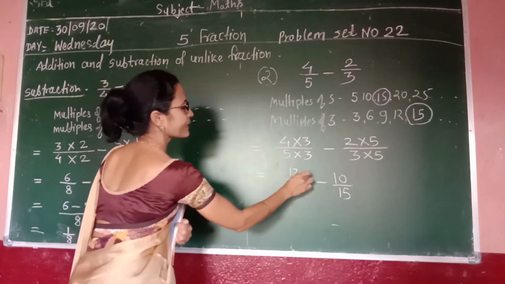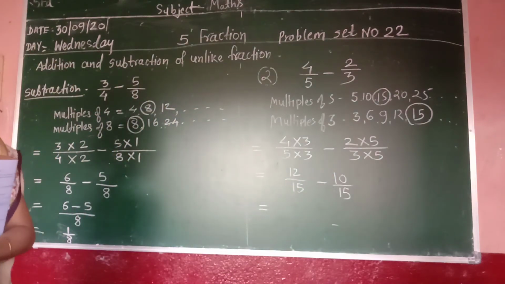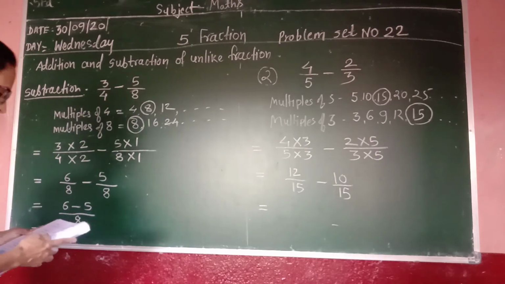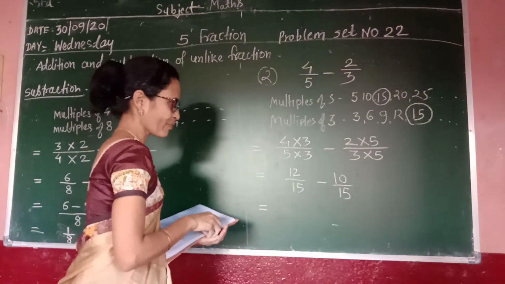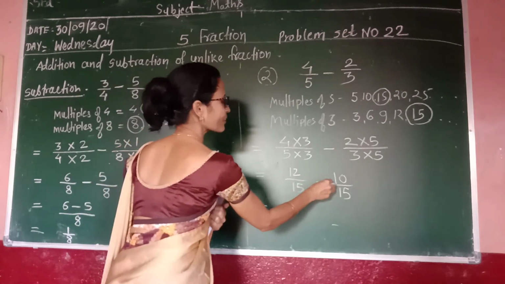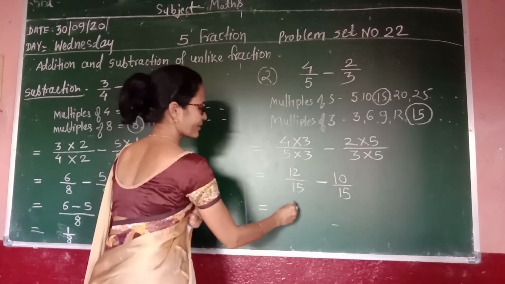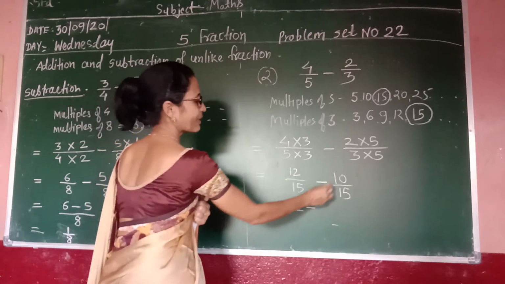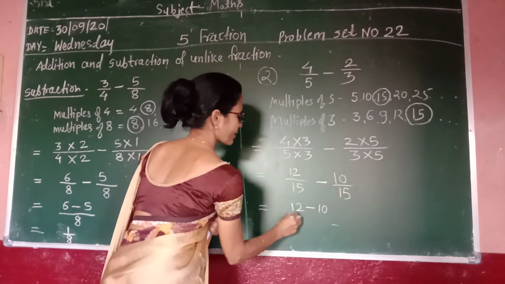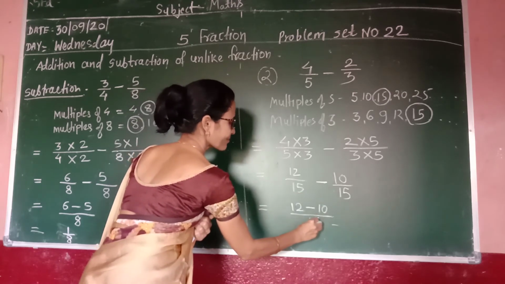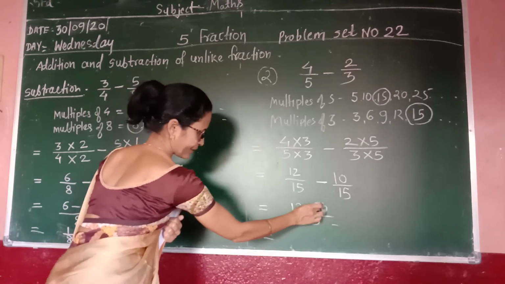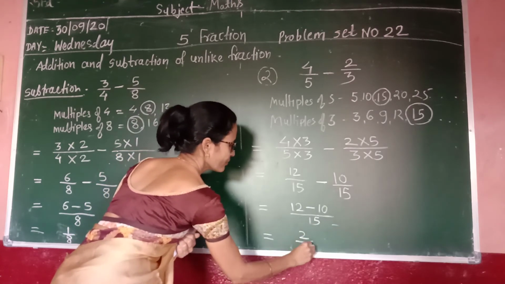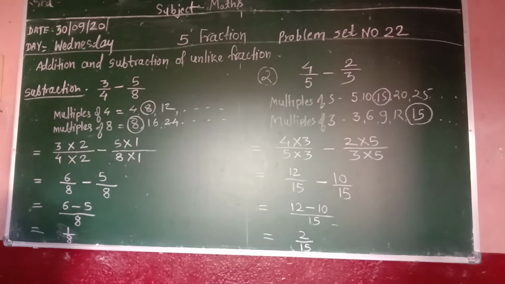What do we do here? Subtract. We shall subtract the second numerator from the first one. The first numerator is 12 minus 10, and write down the denominator as it is. The answer is 12 minus 10, it is 2. 2 upon 15. This is your answer.